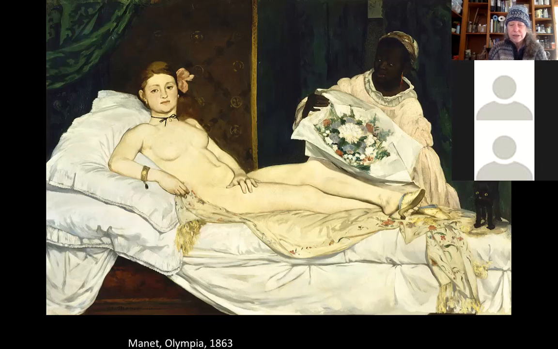So first of all, the subject matter is confrontational. He's forcing middle-class Parisians to look at their own human trafficking, you could say. And he's not hiding that or idealizing it. It's an ordinary woman. She's pretty, but not perfect. Her features are not exactly symmetrical and so on.